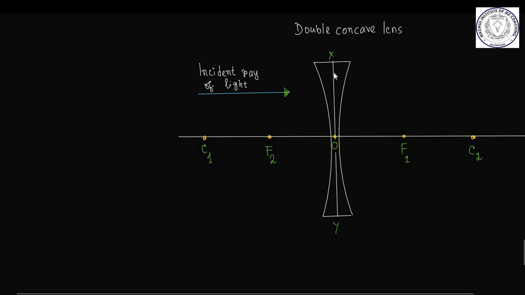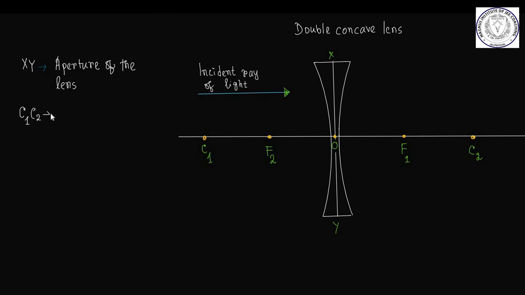This is a double concave lens, and the vertical straight line XY is the aperture of the lens, that is, the effective diameter of the transmitting area of the lens. The horizontal straight line connecting the two centers of curvature, C1 C2, is the principal axis of the lens. O is the optical center.